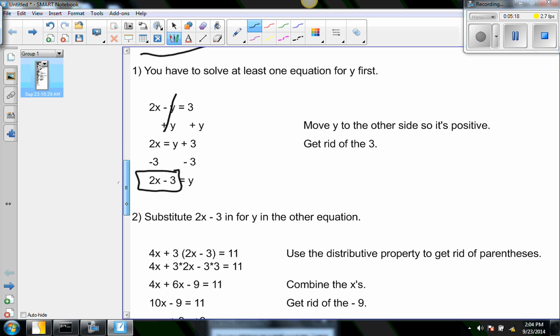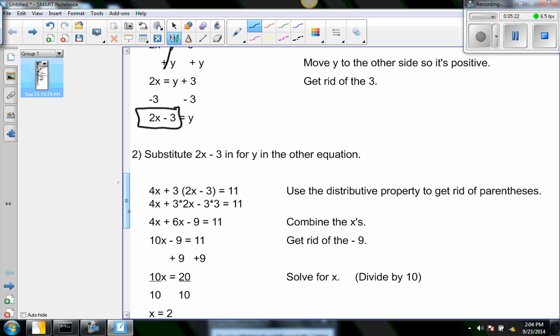So that's what I did right here. So my original equation said 4x plus 3y equals 11. And so wherever y was, I'm plugging this in. So I plugged 2x minus 3 in, and you can see here I wrote, what do you have to do? You have to use the distributive property to get rid of parentheses. So I take 3 times 2x, and I take 3 times 3. And so then the 4x just comes down. 3 times 2x is 6x. A negative 3 times 3 is a negative 9, equals 11.